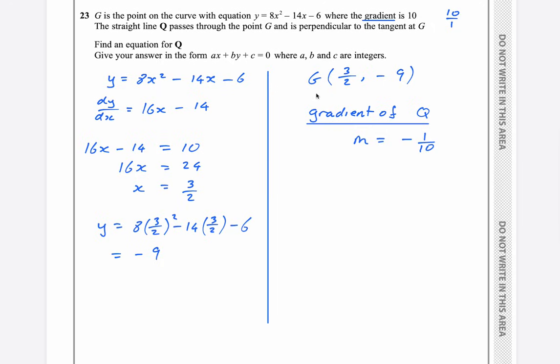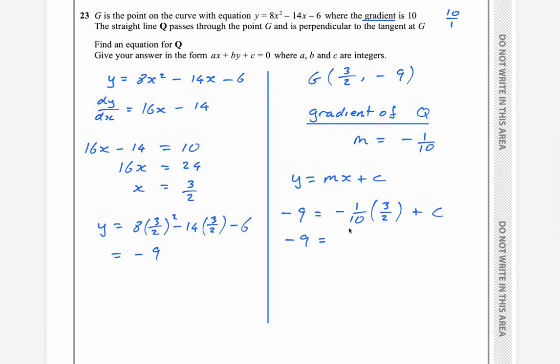Now we have the point and the gradient, and we just have to find the equation of the line, which isn't that difficult because we know how to do this. We just sub in these things. So our equation of the line is y equals mx plus c. Our y we're going to sub in is negative 9. Our m is negative 1 over 10. Our x is 3 over 2. And our c is what we're trying to find. So plus c. So let's just simplify this a bit.